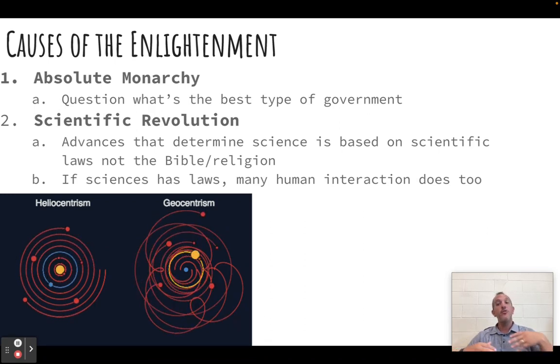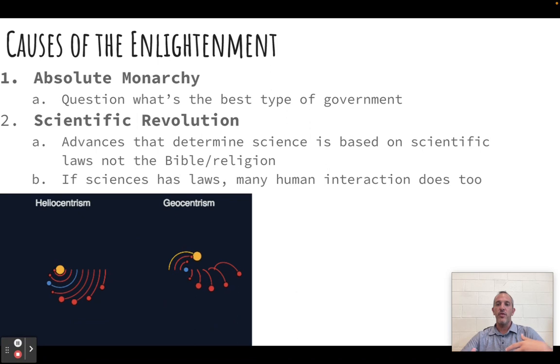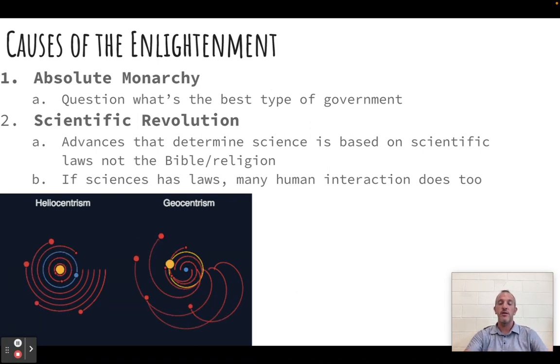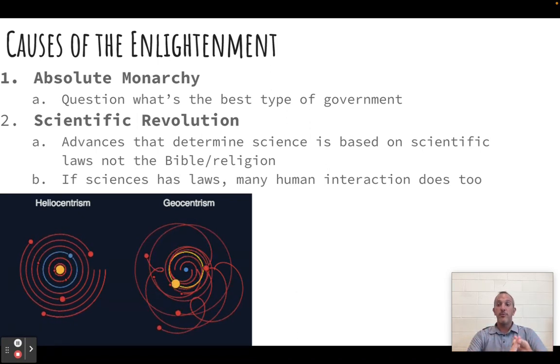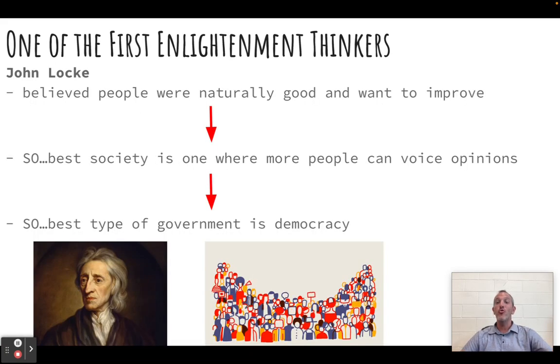And people say that maybe human beings, like science, have certain laws or principles that we abide by: being kind to each other, trying to be better at things, what motivates us, those types of things. So these causes, absolute monarchy and the scientific revolution, are eventually going to lead to this period called the Enlightenment. And our OG, our godfather, our main man, the guy who starts it all, is John Locke. He's from what we would now call the United Kingdom or Great Britain. This is a picture of him down here.